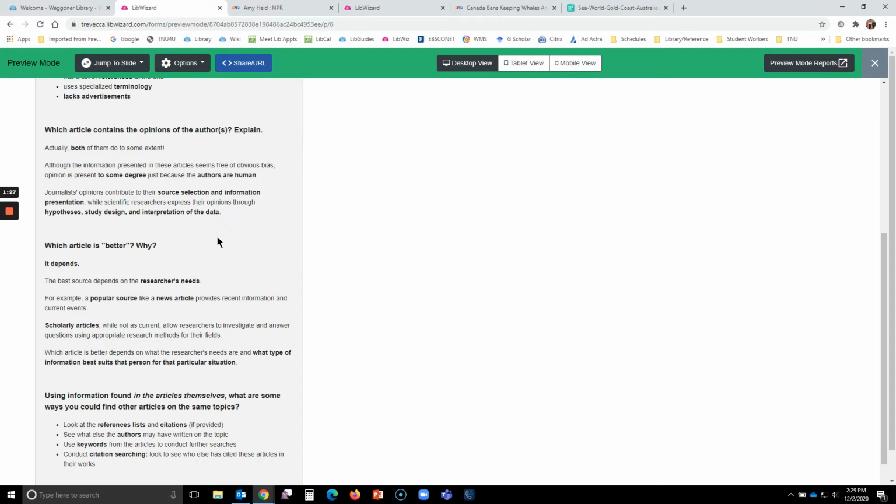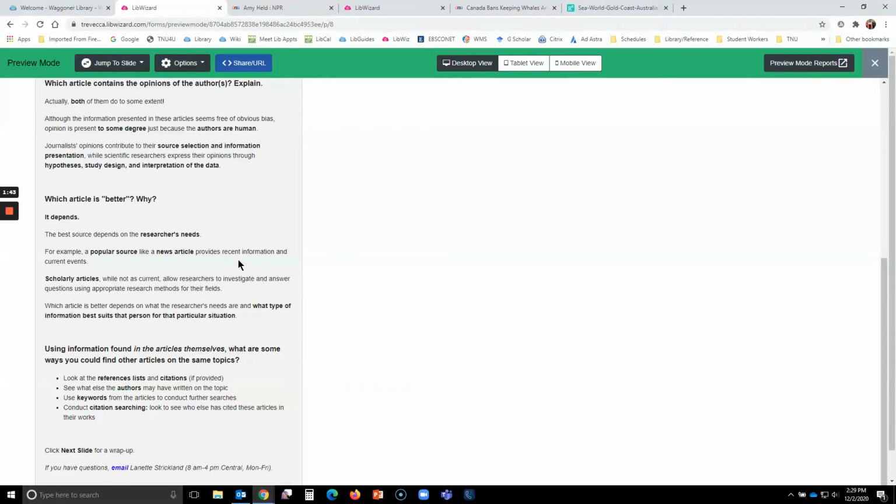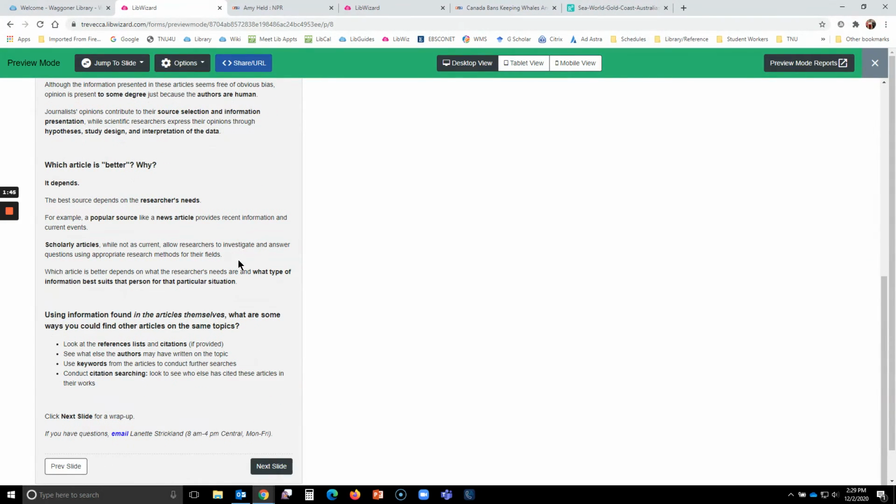Scholarly articles are not going to be as current, but they do let the researchers investigate and answer questions using research methods that are appropriate. And so it really just depends on what the researcher's needs are and what type of information best suits that person in that particular situation. That's something that you will have to decide individually.